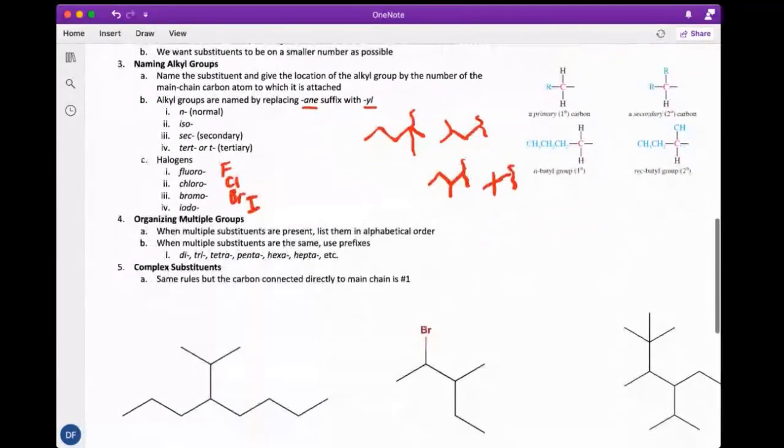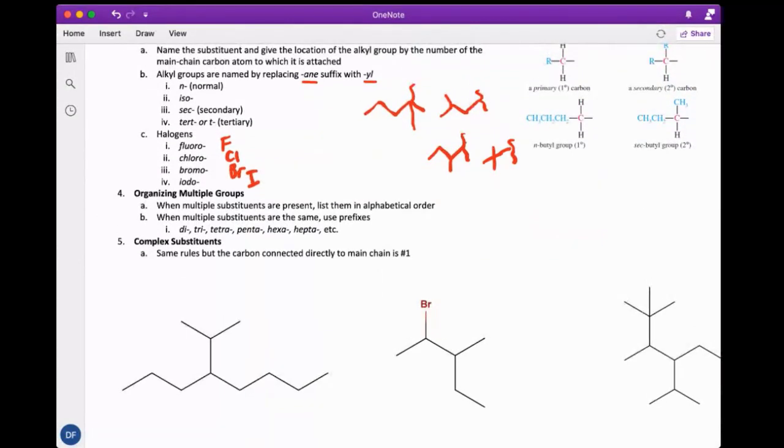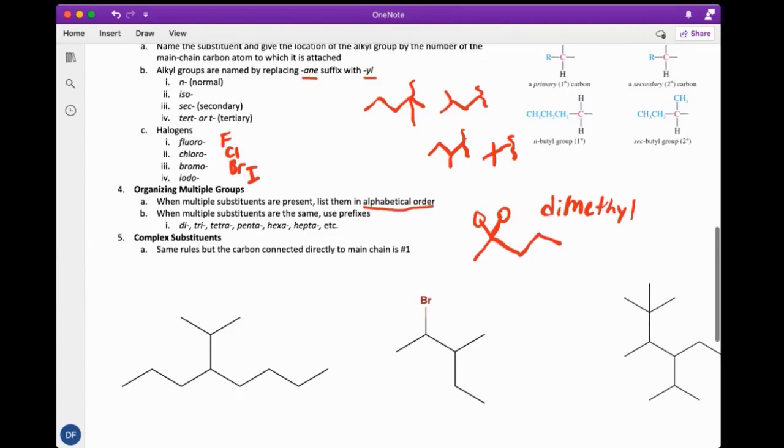And then number 4, organizing multiple groups. This is when you have molecules like this, where you have 2 methyl groups right here. 1, 2. So this would be a dimethyl because you have 2 methyl groups. And make sure they're in alphabetical order. This is really important.